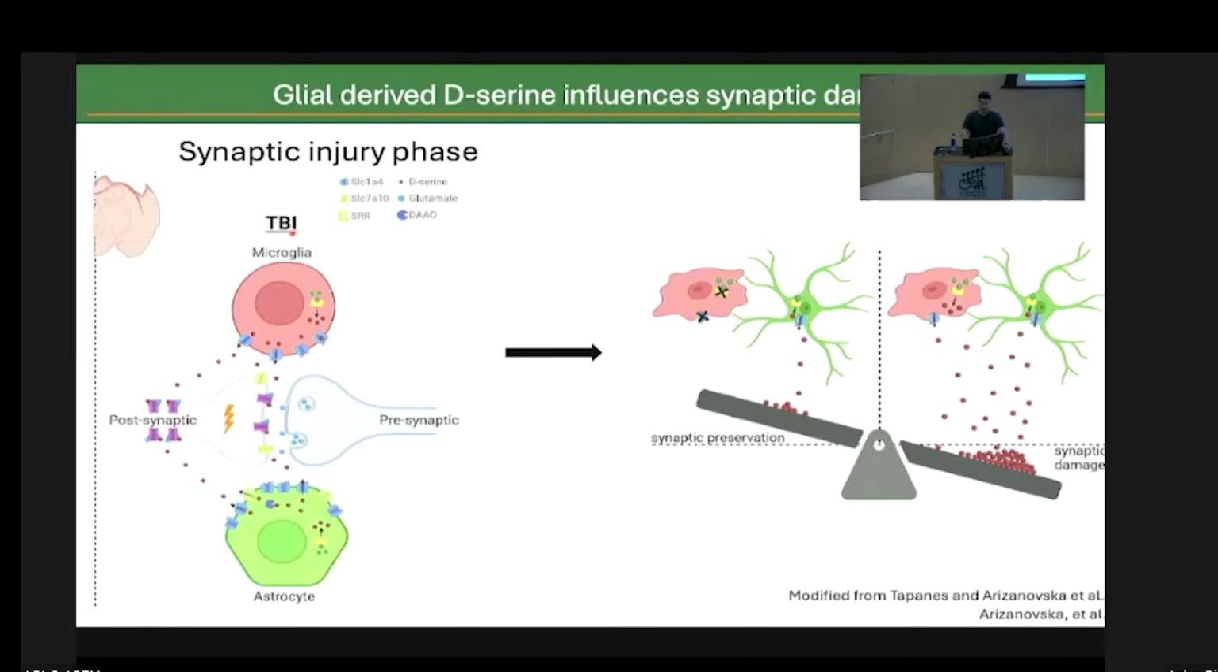So in summary, under injured conditions, what we see is an increase in expression of serine racemase in microglia and astrocytes. This then leads to a large release of D-serine, which acts on synaptic and perisynaptic NMDA receptors, which leads to hyperexcitation. And we've shown that we can preserve these synapses by removing either of these sources of glial D-serine in our knockout model.